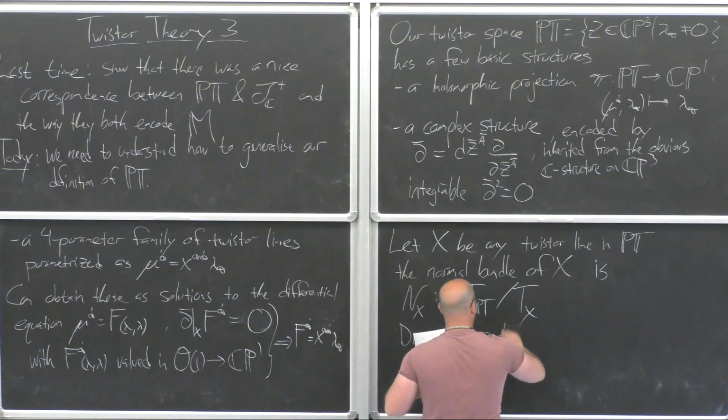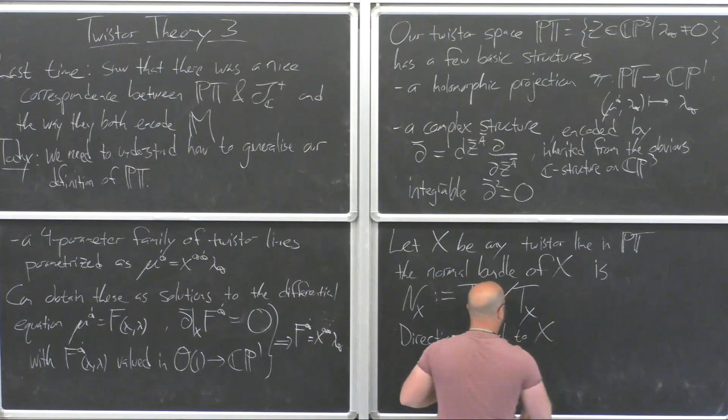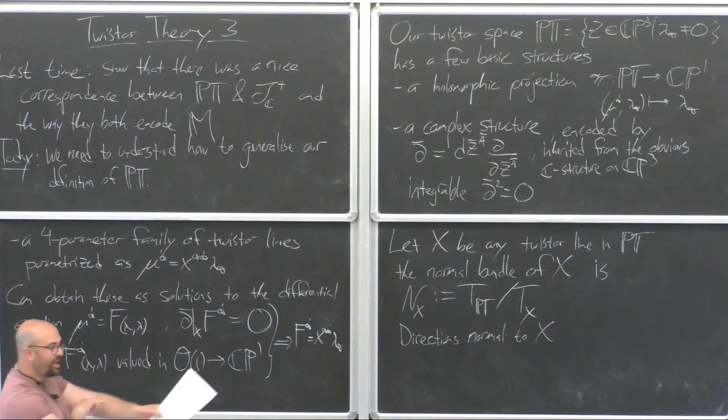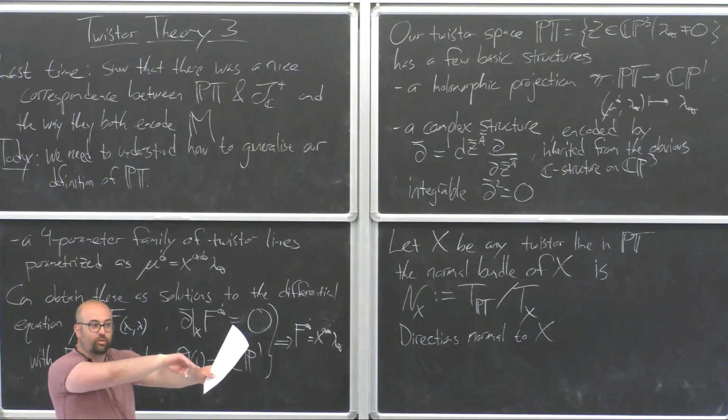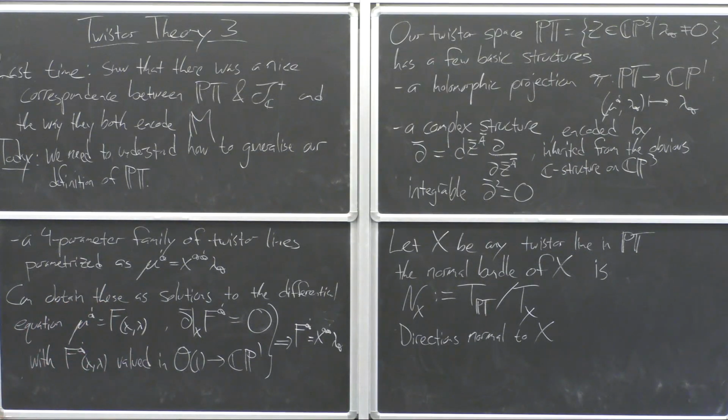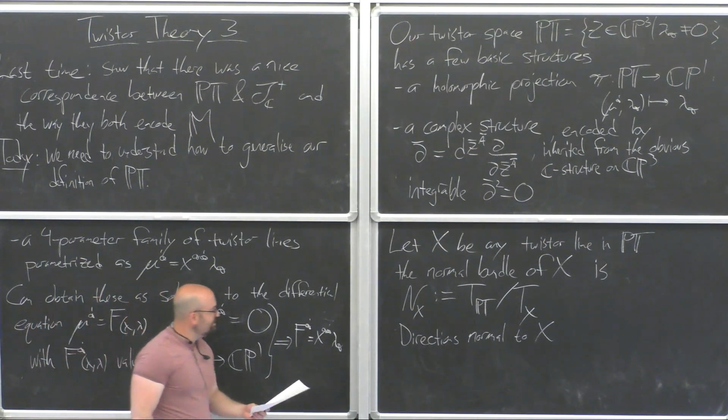The directions normal to x in twistor space, in terms of our homogeneous coordinates, are just the mu alpha dot directions, right? Because lambda is like the homogeneous coordinate along this linearly holomorphically embedded CP1. That's what this equation is telling us.